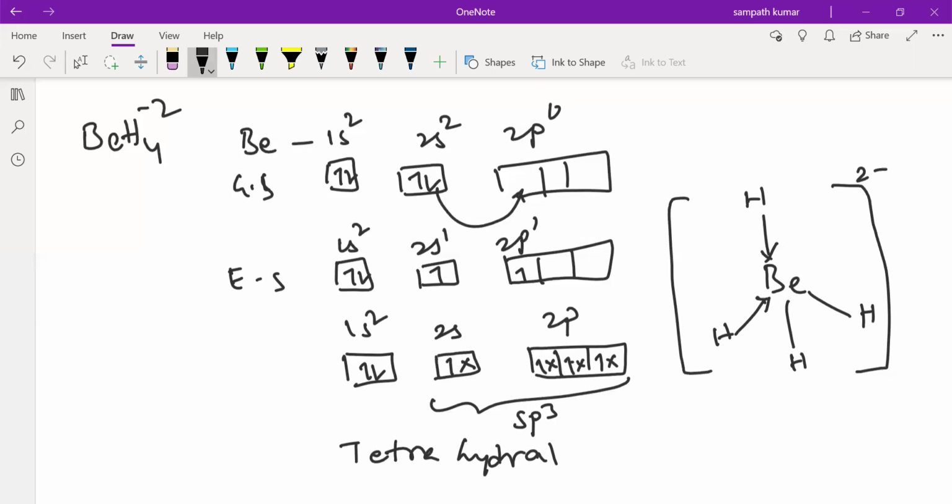The two hydrogens are forming dative bonds with beryllium. Two hydrogens form normal bonds and two bonds are dative bonds, or otherwise we call them coordinate bonds. This arrow mark indicates a coordinate covalent bond. Why? Because these hydrogens are electron donating towards the central beryllium atom, and we get a tetrahedral geometry.